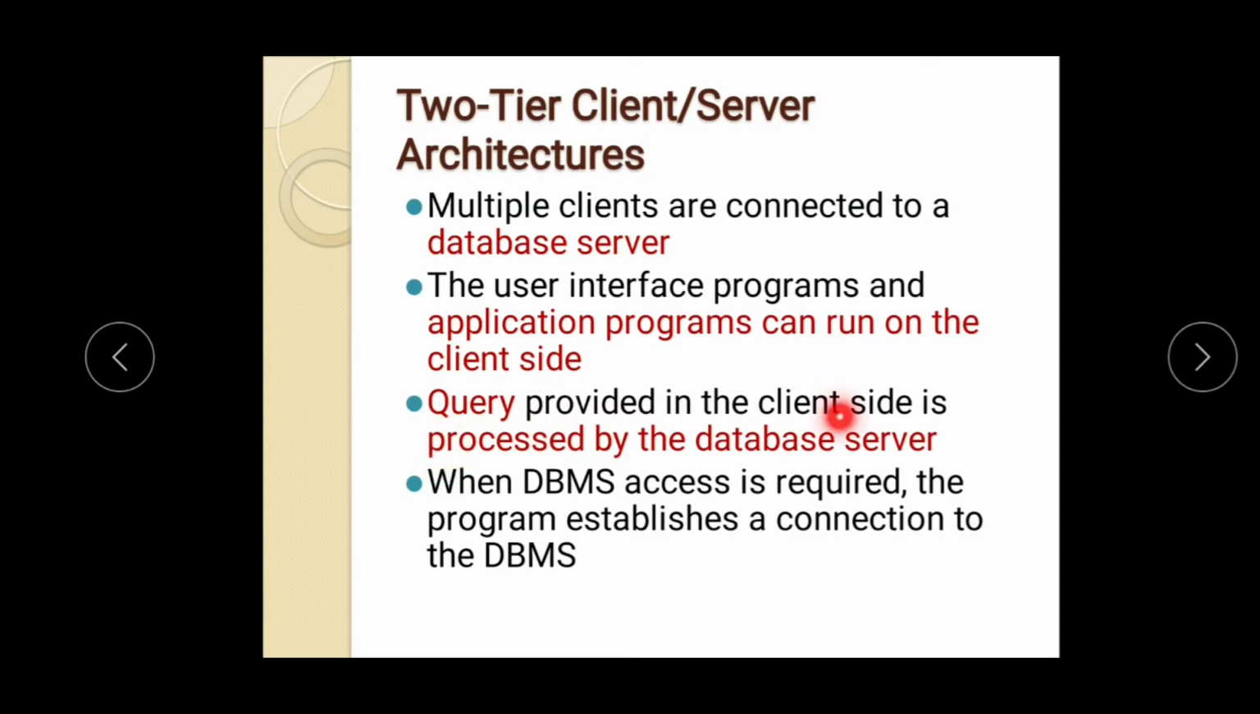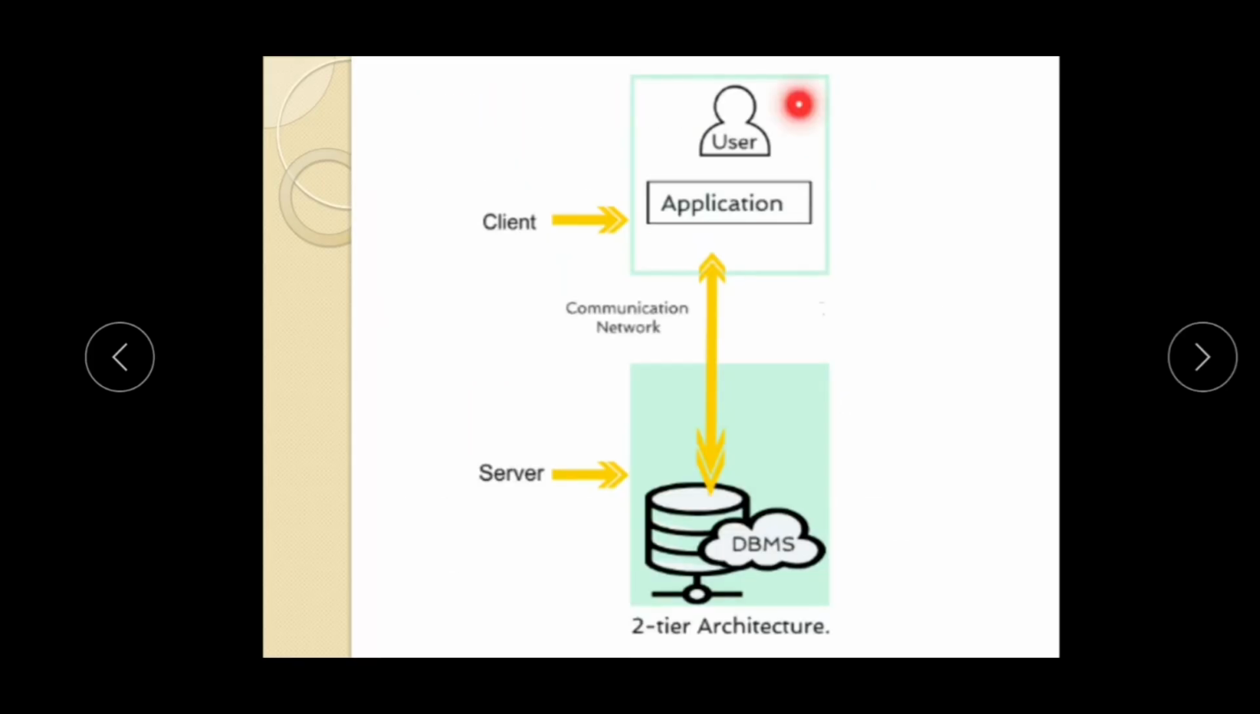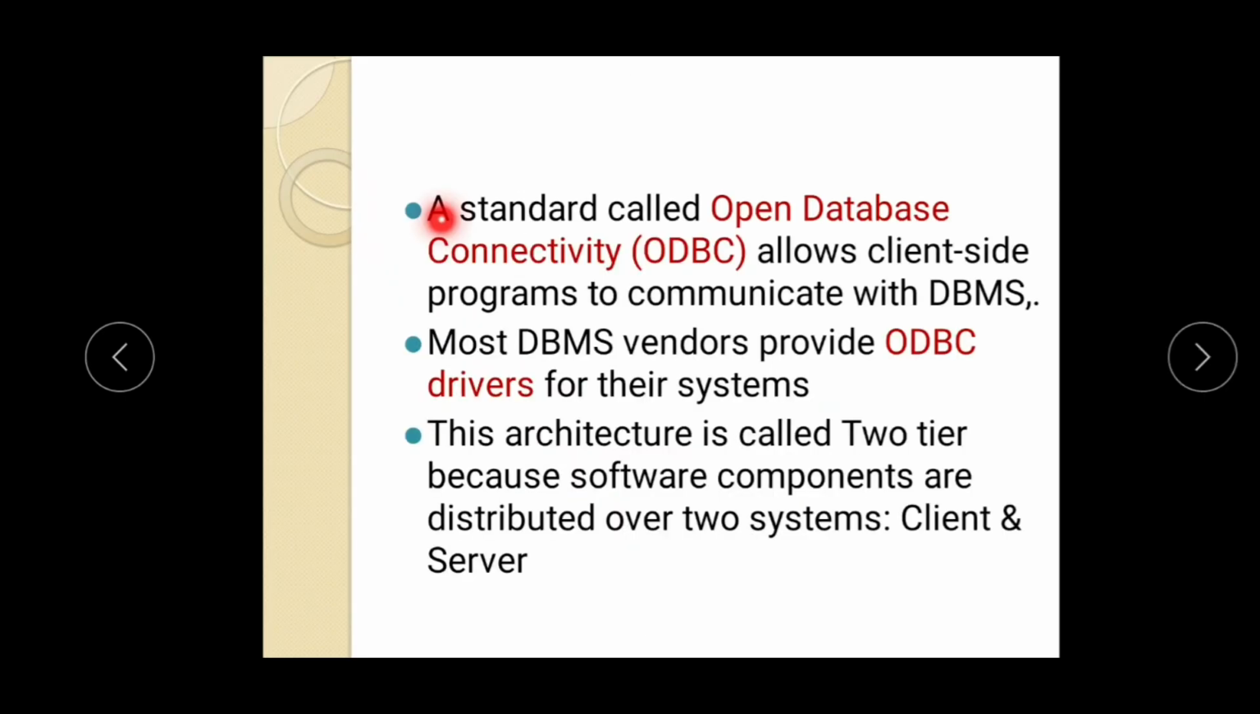When the query provided on the client side is processed by the database server, when DBMS access is required, the program establishes a connection to the DBMS. So that is another point. If a client needs to access a database server, it requires a certain connection. The connection has to be established between the client as well as the database server. For that purpose, we require certain standards. That standard is called open database connectivity. That is what we are going to see in the next slide.